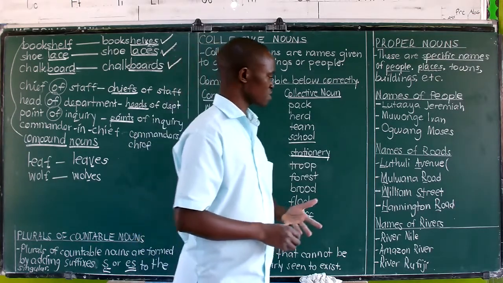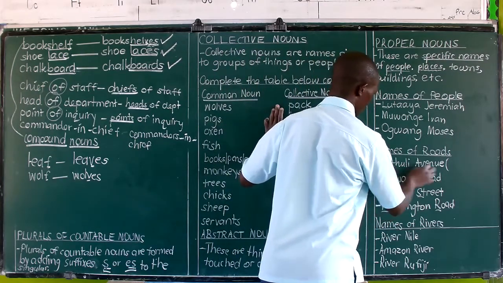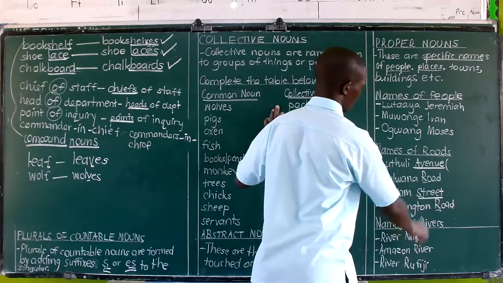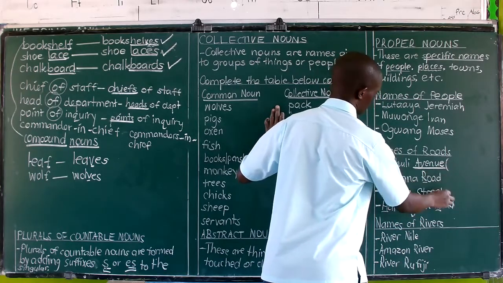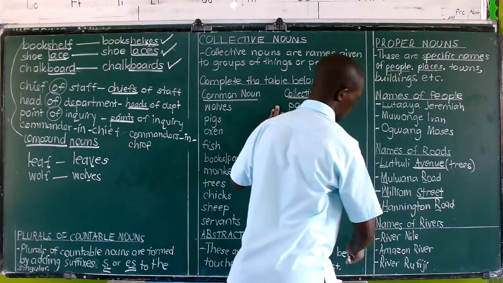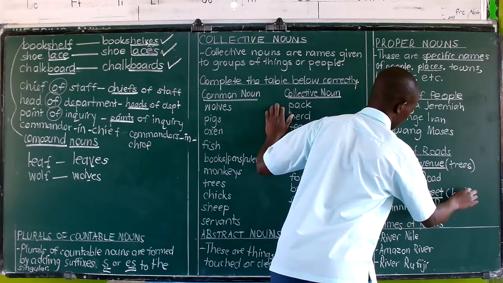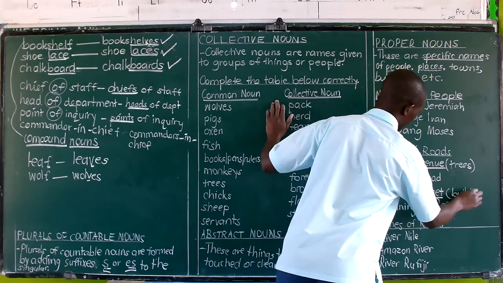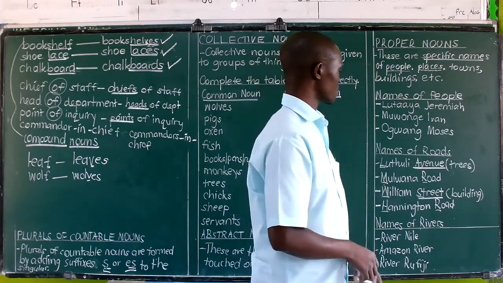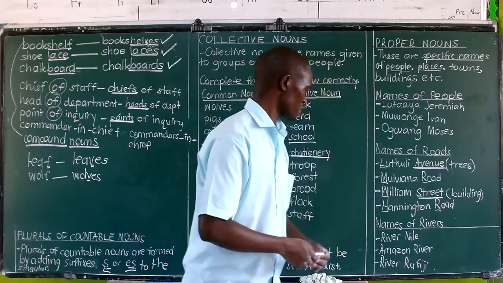We have names of rivers. Maybe I say something about an avenue and a street. An avenue is a road that passes through trees. A street is a road that passes through buildings. That is the simple difference I can give you. Streets pass through buildings, then avenues pass through trees. Simple as that.